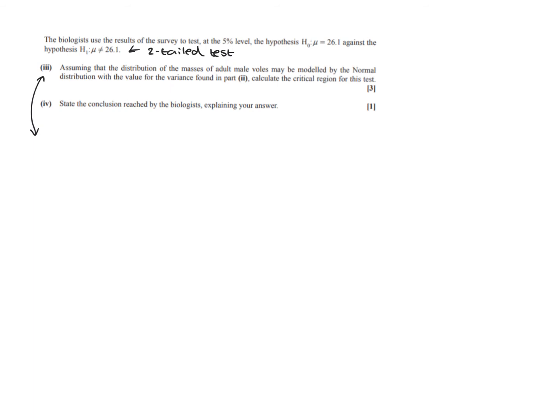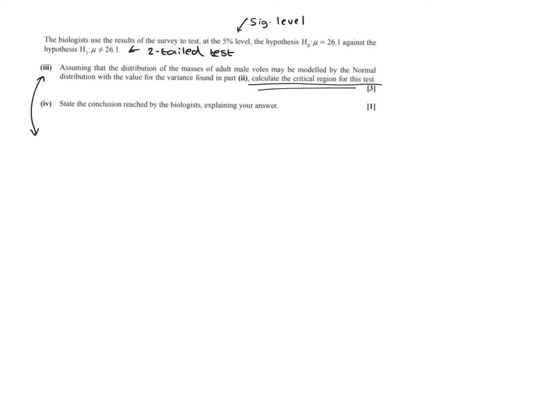Assuming that the distribution of the masses of adult male voles may be modelled by the normal distribution with the value for the variance found in part 2, calculate the critical region for this test. This is an example of a hypothesis test question where a lot of the admin aspect of the hypothesis testing has been done for us. So the hypotheses have been set up, so we don't need to do anything further with those. We have to just calculate the critical region for this test. So we're working with a 5% significance level, and it's a two-tailed test.